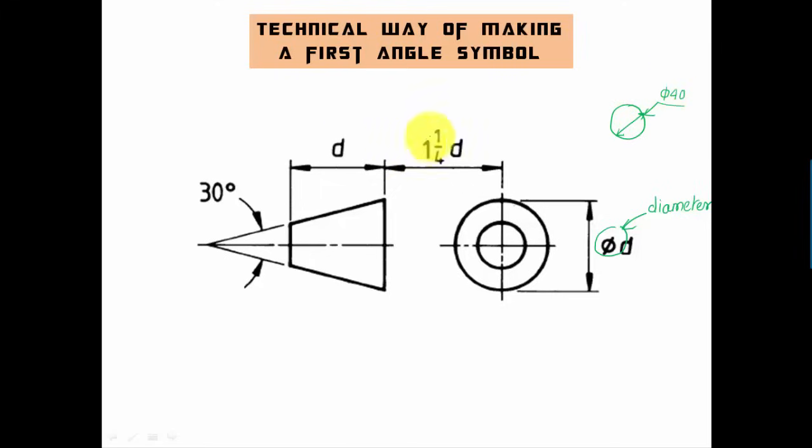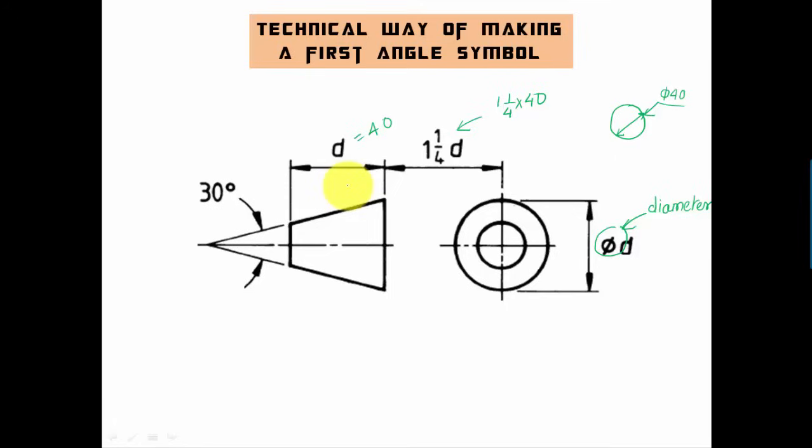And similarly, if this is 40, this distance would work out as 1 by 4 times 40, and this is obviously going to be 40, and that's it. This is how a symbol can be made in the bottom right portion of a drawing sheet. So guys, that was all about how this symbol can be made on a drawing sheet.